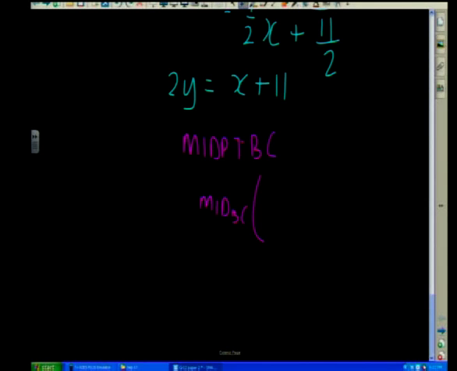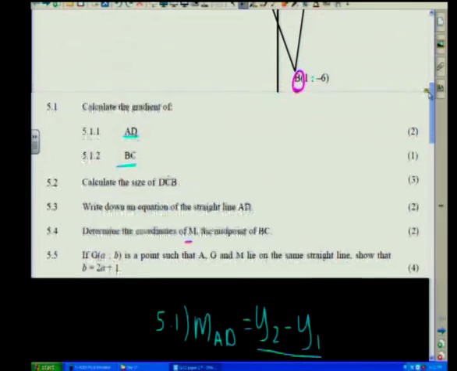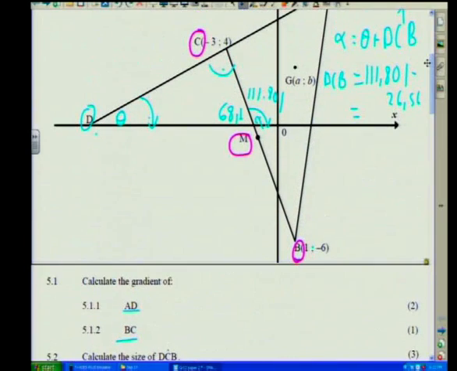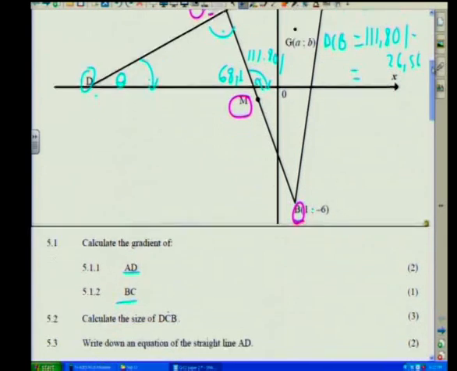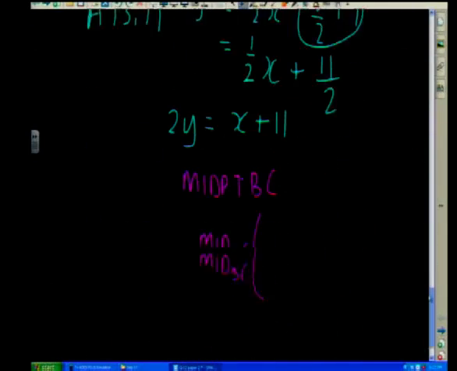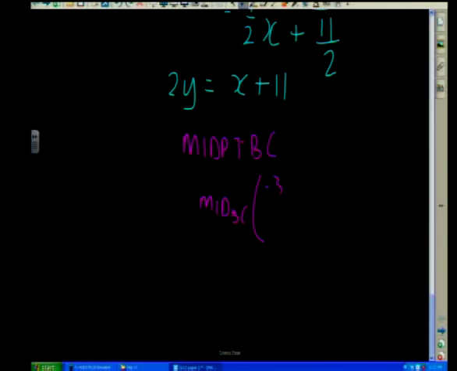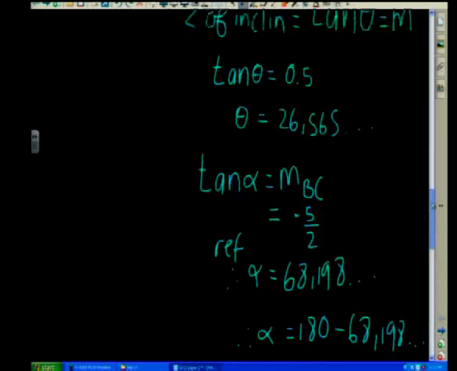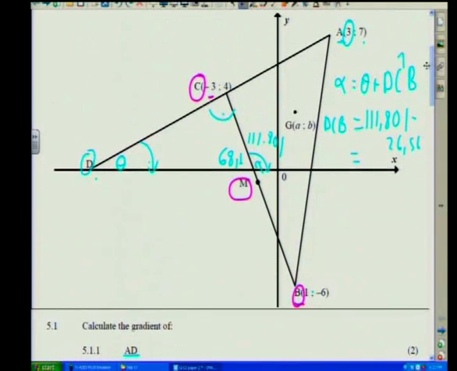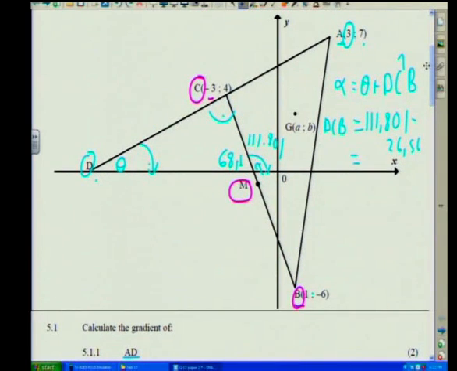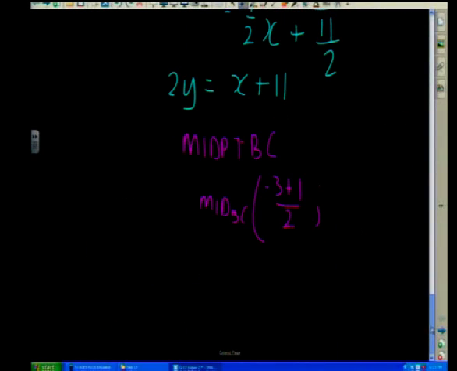Okay, so the formula for the midpoint is going to be x1 plus x2. So if we have a look at our diagram, it's going to be minus 3, which is the x coordinate at point C, plus 1, which is the x coordinate at point B, and then we're going to divide by 2. So that's going to be minus 3 plus 1 divided by 2 to give us the x coordinate of the midpoint of BC. And then to find the y coordinate, it's going to be 4 minus 6 divided by 2.